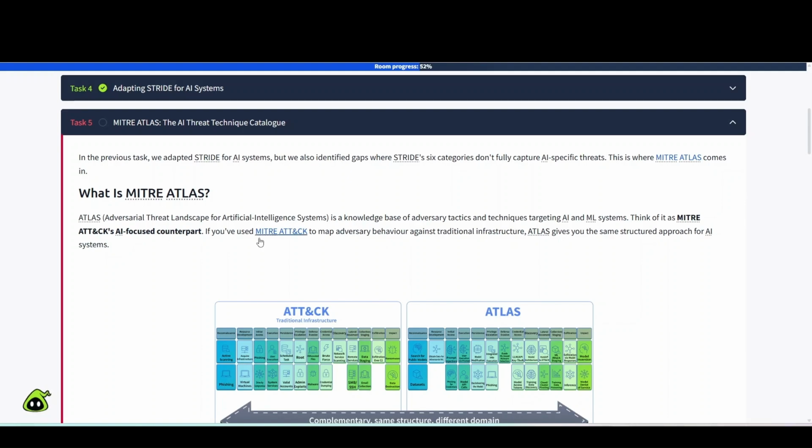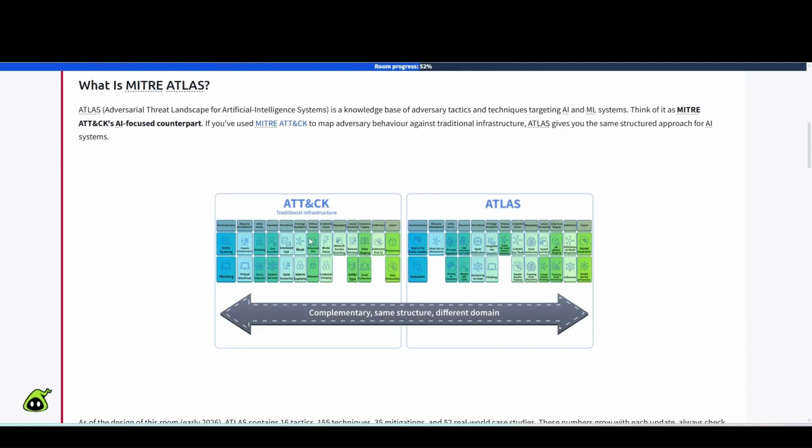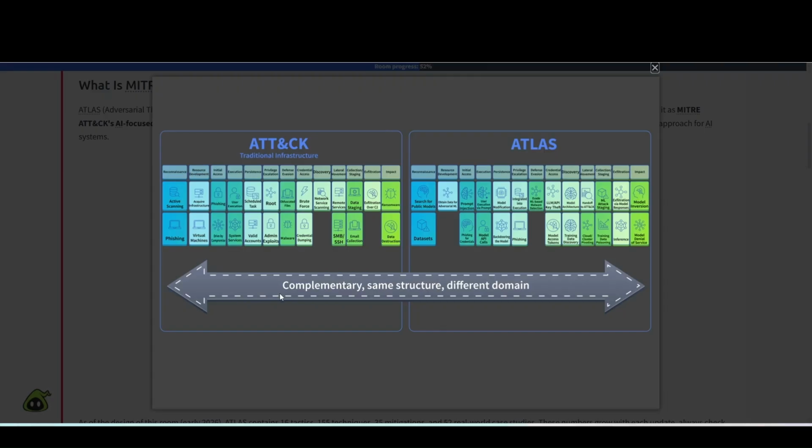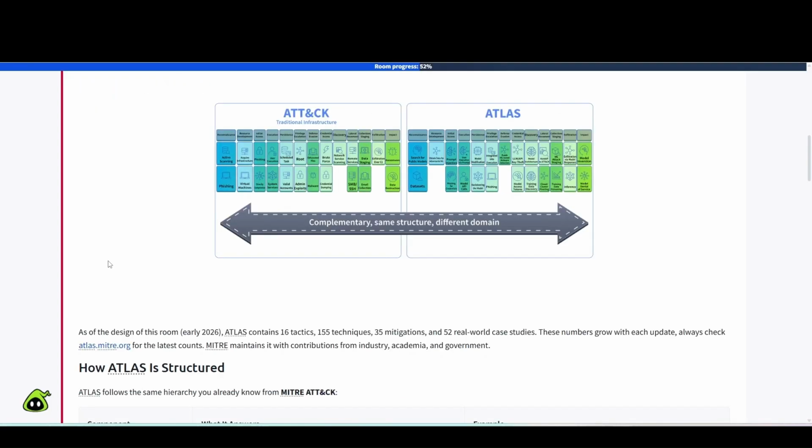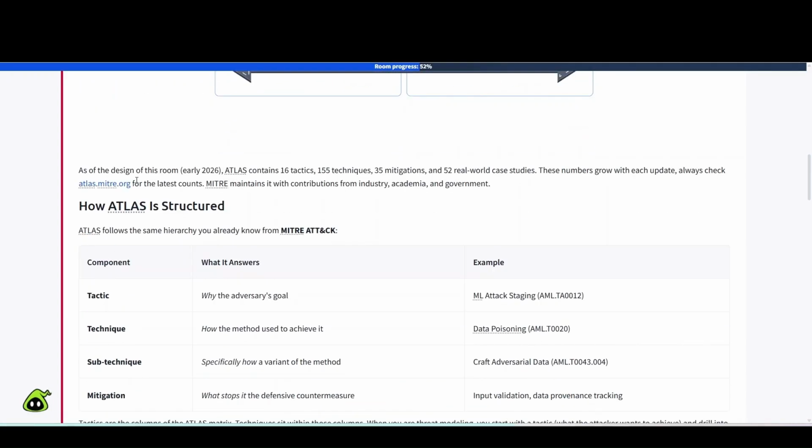Think of it as MITRE ATT&CK's AI-focused counterpart. If you've used MITRE ATT&CK to map adversary behavior against traditional infrastructure, Atlas gives you the same structured approach for AI systems. So here you go here. Complementary, same structure, different domain. All right. MITRE does good work out there. A lot of good stuff from MITRE.